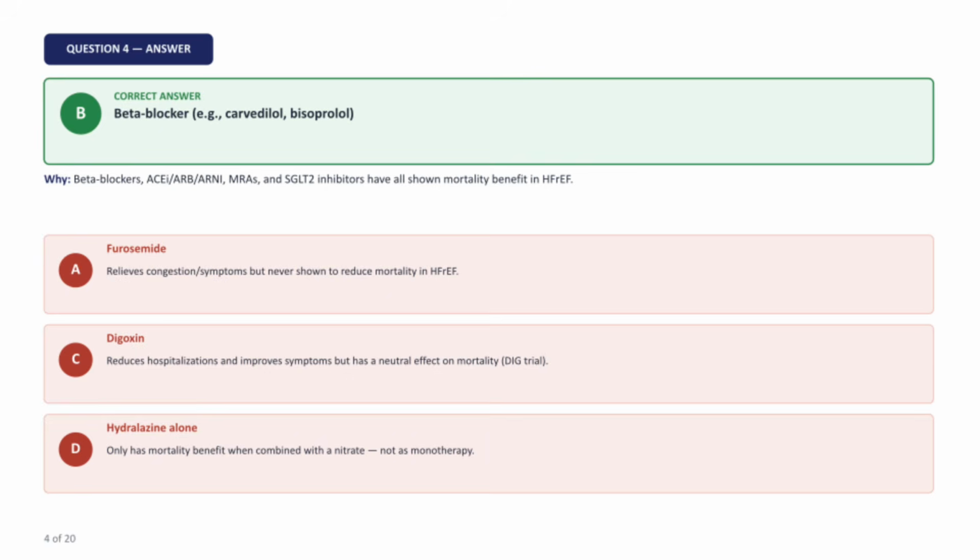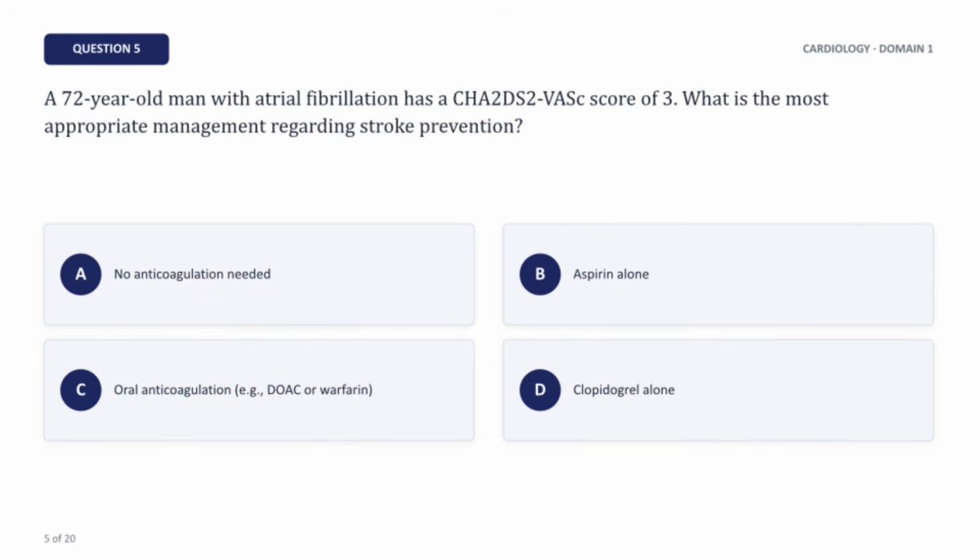Now, why isn't C correct? Digoxin reduces hospitalizations and improves symptoms but has a neutral effect on mortality. Why isn't D correct? Hydralazine only has mortality benefit when combined with a nitrate, not as monotherapy. Next question. Question number 5.